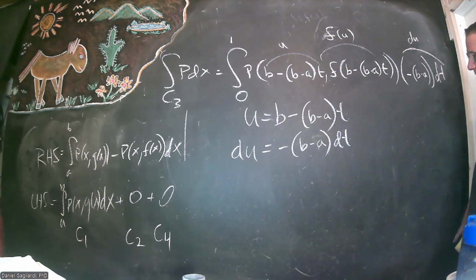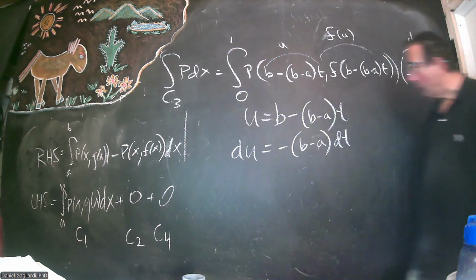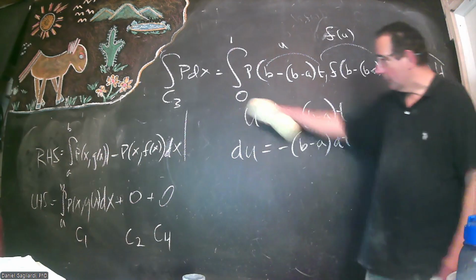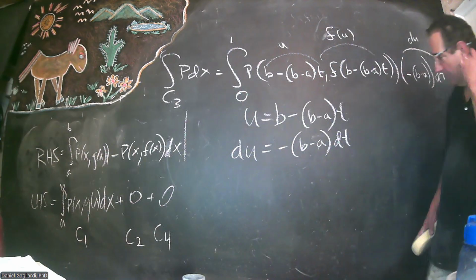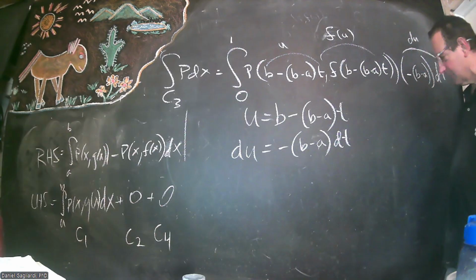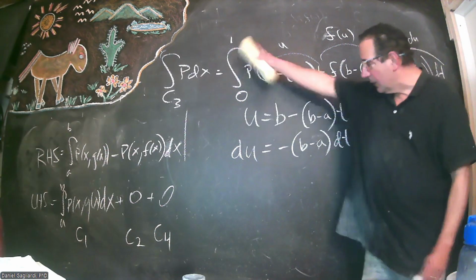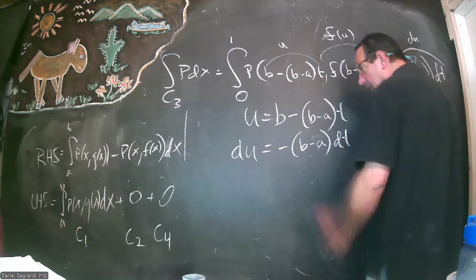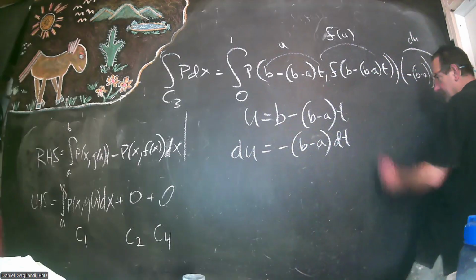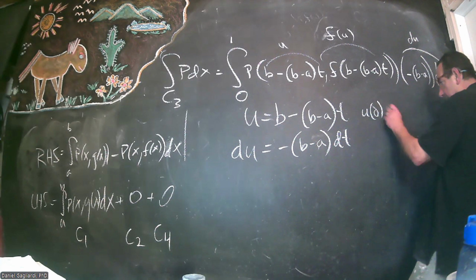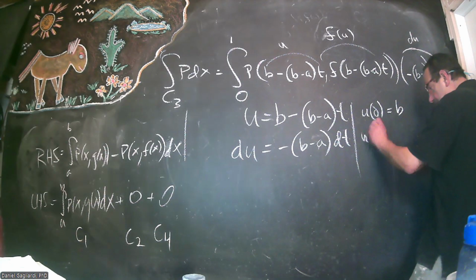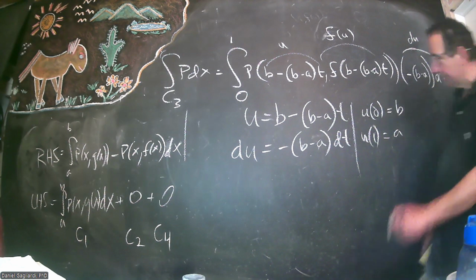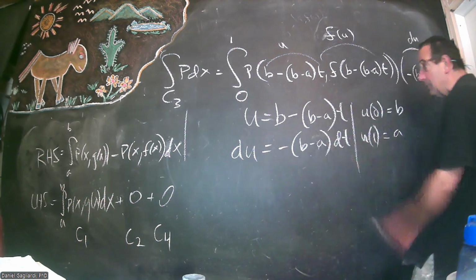Now, if we're going to go to U land, then we have to worry about making the numbers go to U numbers, unless we go back to T land, which we're not going to do. So let's write the T numbers as U numbers. When T is 0, U is equal to B, right? So U of 0 equals B. And when T is 1, U of 1 is equal to A. All right, so let's put that there, and let's rewrite this integral.